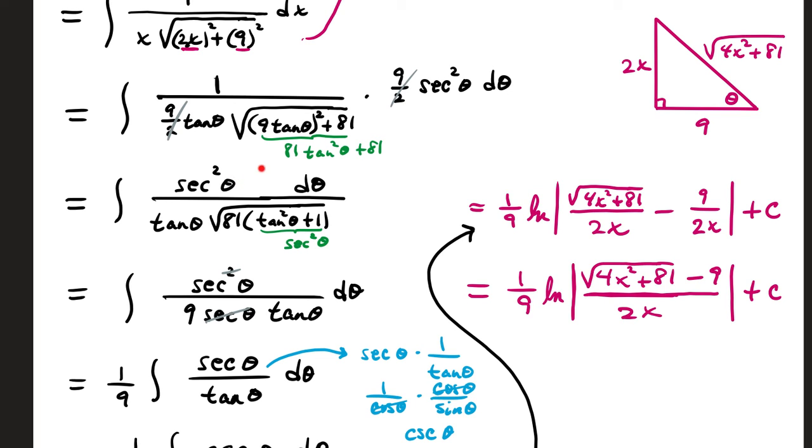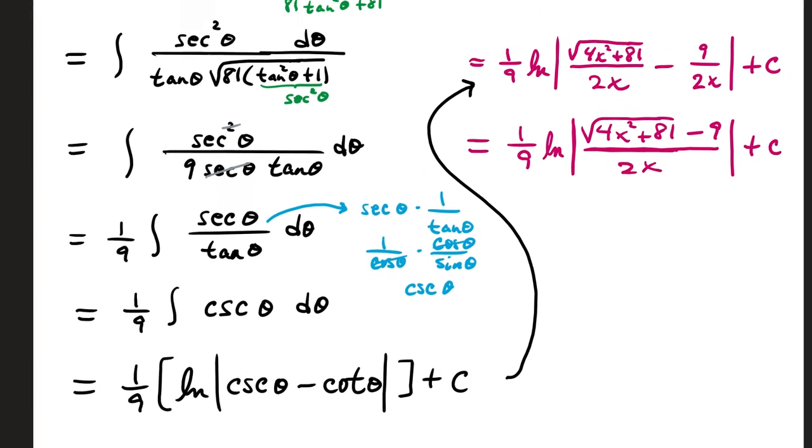Okay, so we've still got secant squared theta d theta on top. Tangent theta on bottom. This becomes 9 secant theta. 9 secant theta from the radical. Cancel a secant theta from top and bottom, and that leaves a secant theta on top, a tangent theta on bottom. We've got a much nicer and more simplified fraction. Let's see if we can do better than this fraction of trig terms.